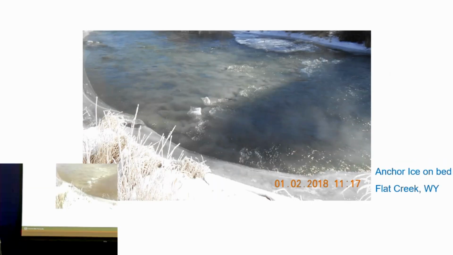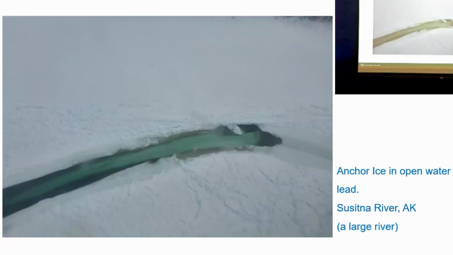This is ice on Flat Creek in Wyoming. You can see the anchor ice, fairly shallow flows going here. This is early in the morning. That will lift up, and then it lifts off the bed, rips off the armor layer and any sediment that can occur at the surface. In deeper rivers too, which we don't normally see, anchor ice forms. This is in Alaska. Anchor ice is here on the bed.